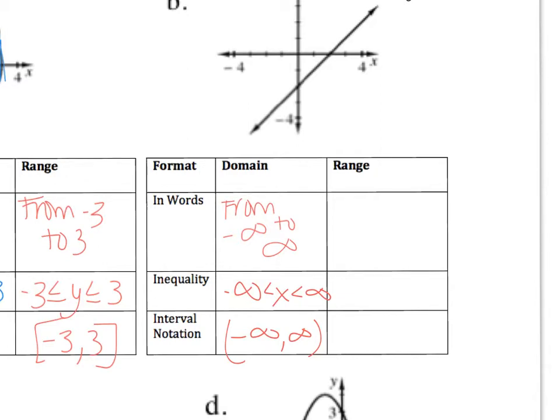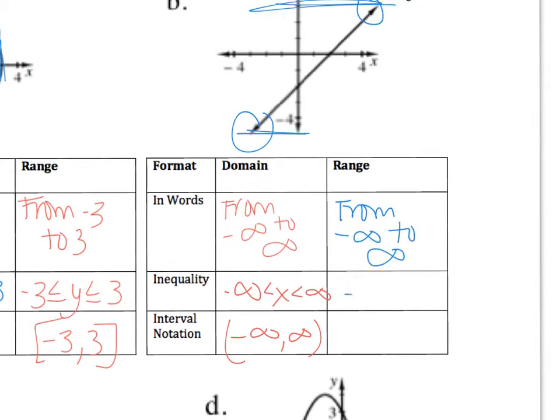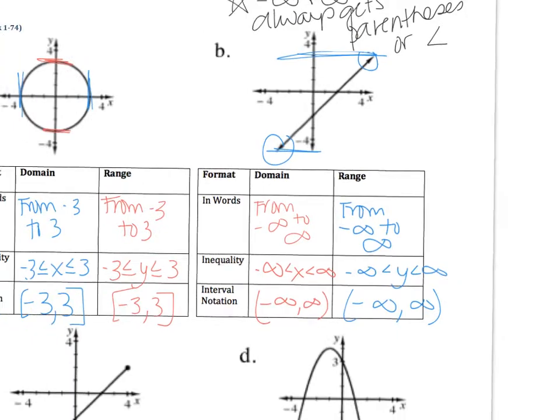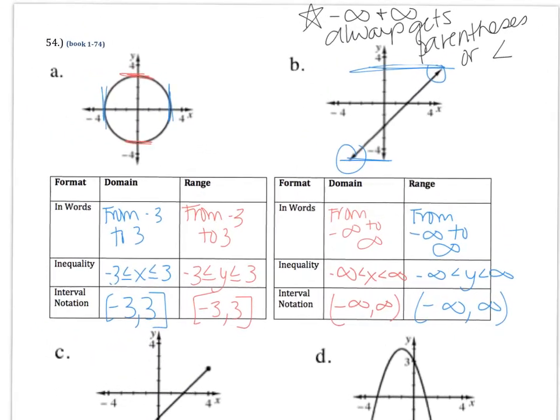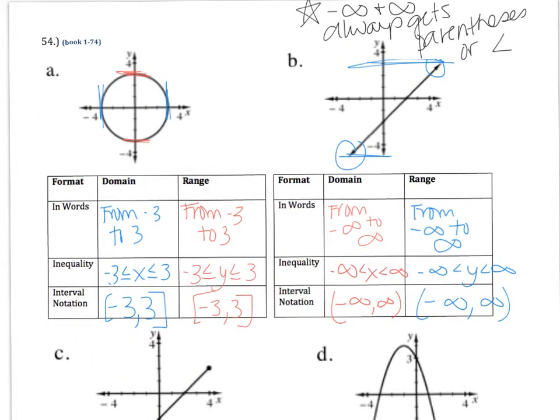Now, when we go to do the range, we're going to go from the bottom to the top of the graph. And again, we have the arrows. So the range is also from negative infinity to positive infinity. The inequality: negative infinity is less than y, which is less than positive infinity. And then the interval notation would be infinities with your parentheses. So the line is going forever. Negative infinities and infinities always get parentheses or less than. They are never included.